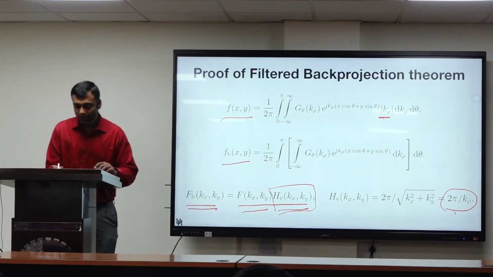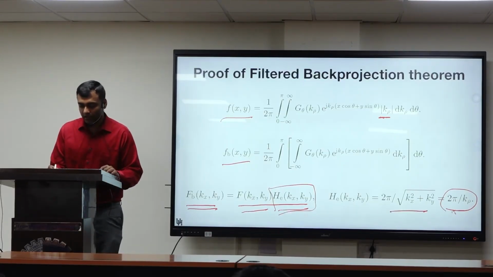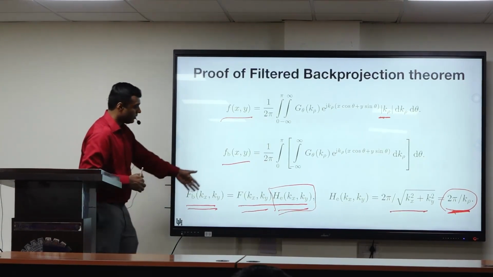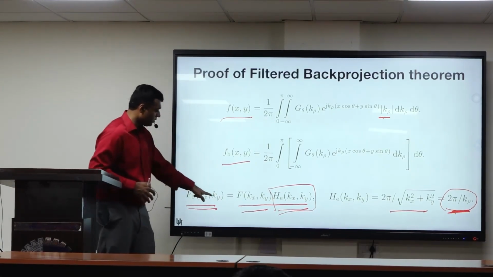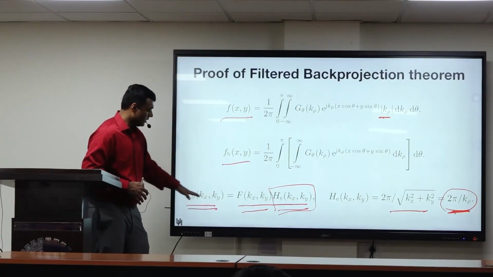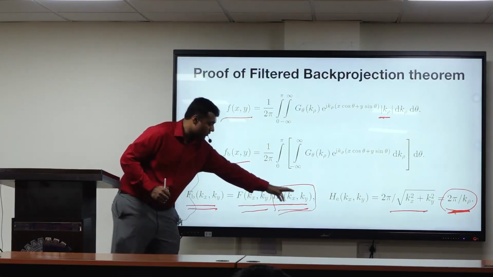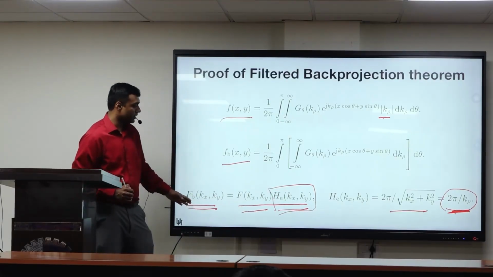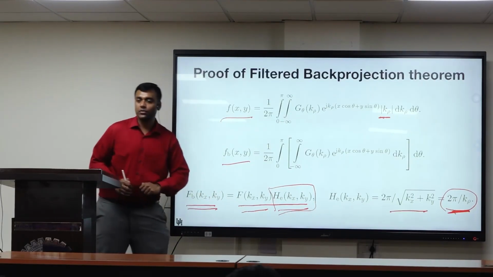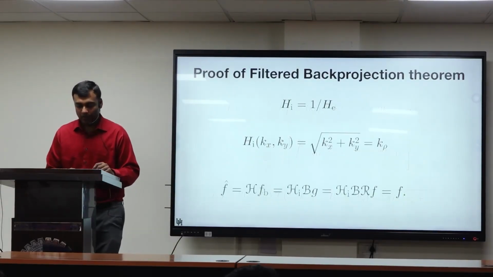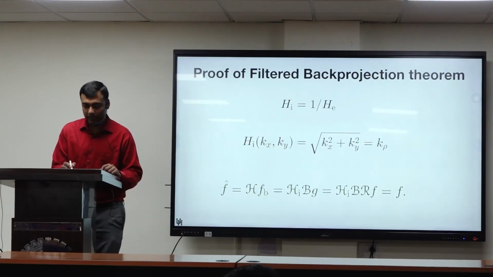In the kx ky domain it looks like this. In the k rho domain it looks like this. If you multiply the two, after you do the back projection, take the Fourier transform, take H to this side, and take the inverse Fourier transform, and you get your object. Okay, so that's essentially what we need to do.